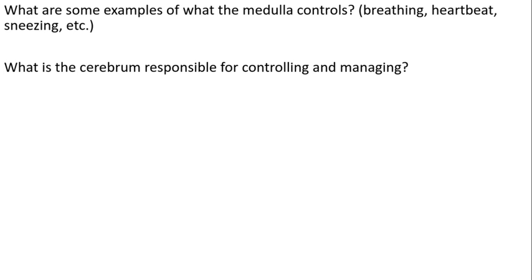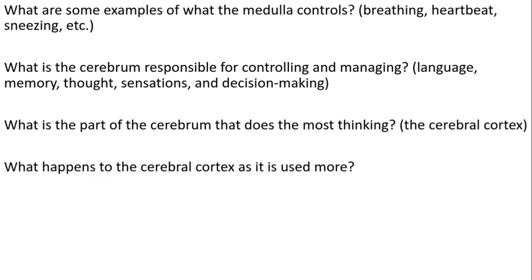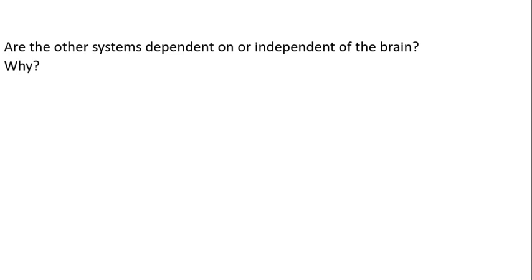That's the medulla. What is the cerebrum responsible for controlling and managing? Language, memory, thought, sensations, and decision making, right? It's the thinking part of your brain. And which part of the cerebrum does the most thinking? It is the cerebral cortex. What happens to the cerebral cortex if it is used more, right? It gets thicker. It becomes thicker over time. You must have a very thick cerebral cortex.